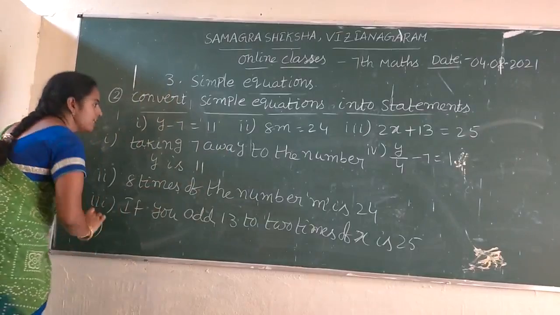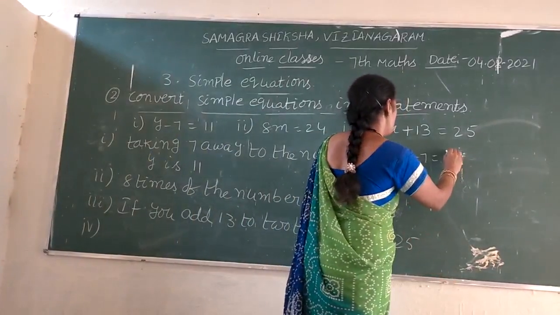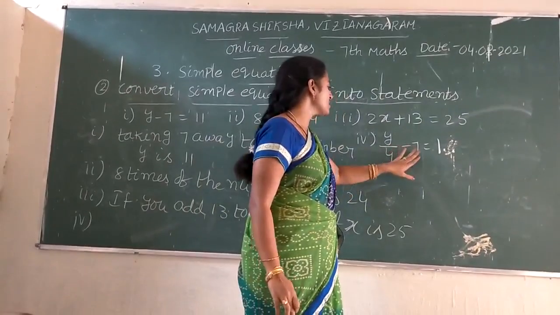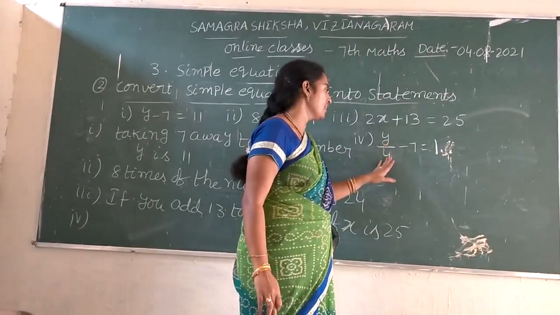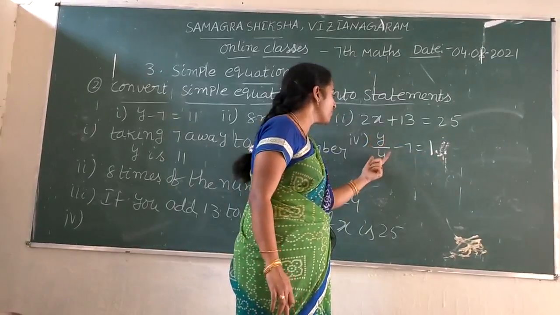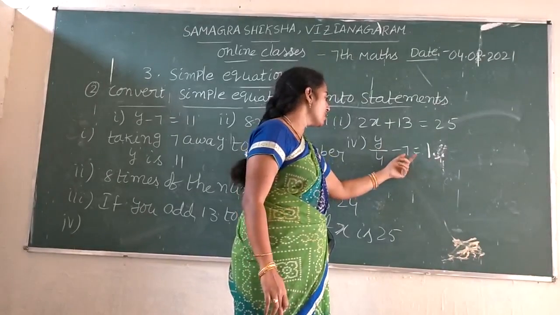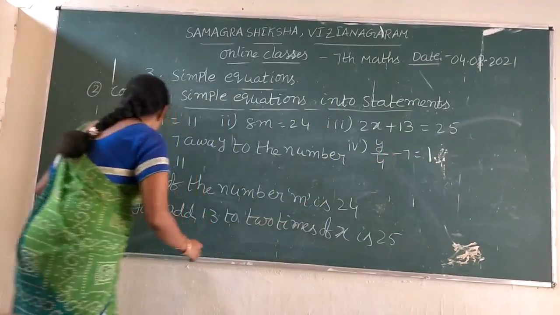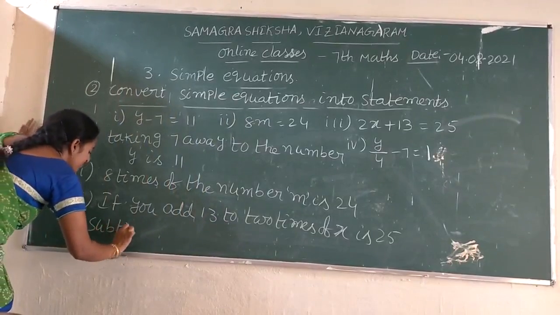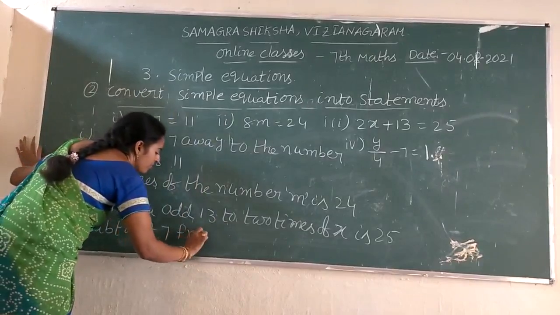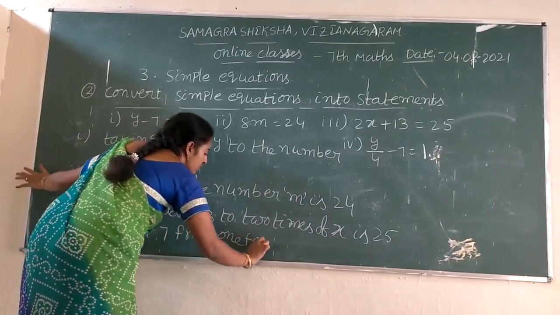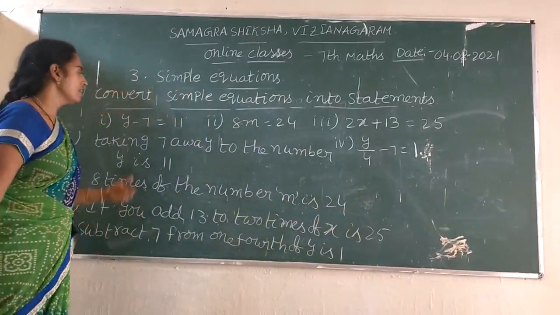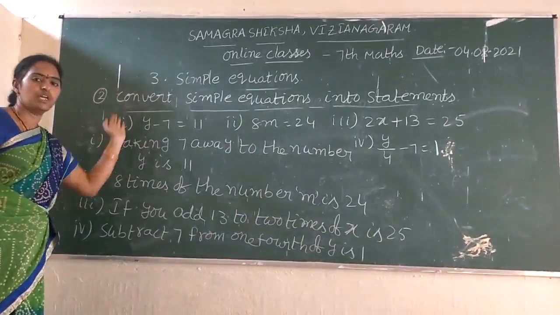And the last, the fourth equation is y by 4 minus 7 is equal to 1. Here we subtract 7 from 1/4 of y, that is equal to 1. What is this equation? y by 4 minus 7 is equal to 1. We subtract 7 from 1/4 of y, which is equal to 1. So in this way we can convert simple equations into a statement.